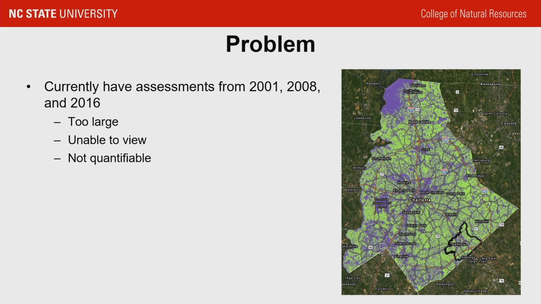Additionally, their data sets they had were too large. So the assessments that they currently had in their possession were for the entire county of Mecklenburg. And as you can see in the bottom right corner, the town of Matthews is just a little bit of that. So as you all know, working with raster data, that's a lot of information that they don't need, that crashes computers and makes things run slow.